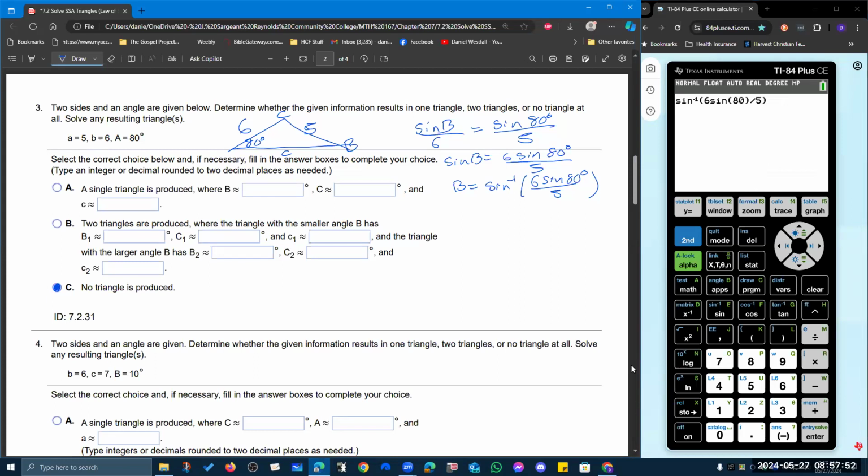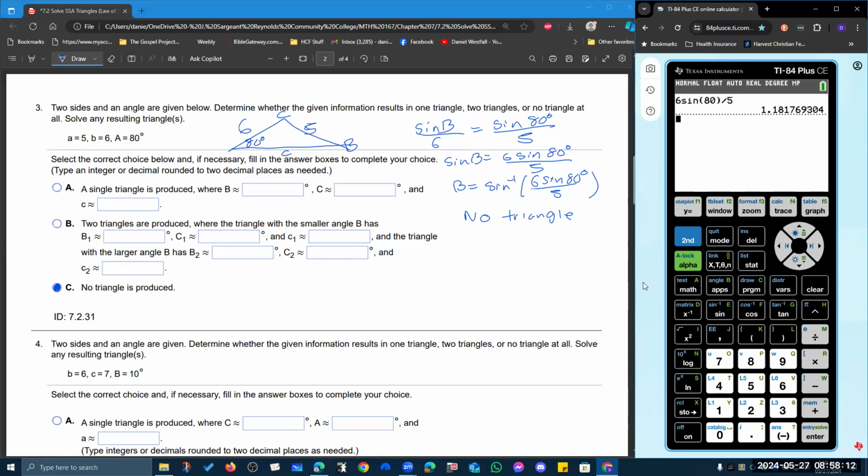Let's just look at what that 6 sine of 80 divided by 5 is, and see it's bigger than 1. And so sine values have to stay between -1 and 1. Since it's bigger than 1, there is no angle that can give us a sine value of 1.181769304. So there's no triangle.